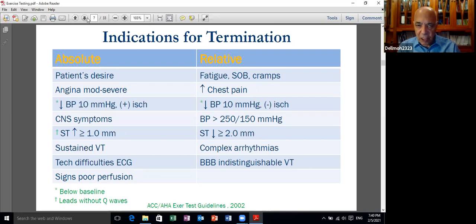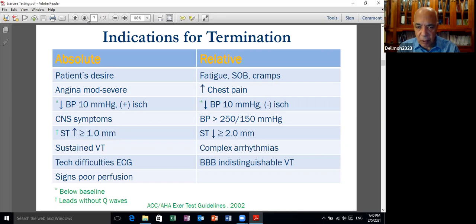A relative indication for termination of the test includes increasing chest pain, even if you feel it's non-anginal, drop of the blood pressure of 10 millimeters of mercury, even in comparison with the preceding stage. And look at this, the blood pressure of more than 250 over 150. It's very rare to find that the diastolic blood pressure rises. Usually the systolic blood pressure rises, the diastolic blood pressure increases a little bit or stays almost the same.